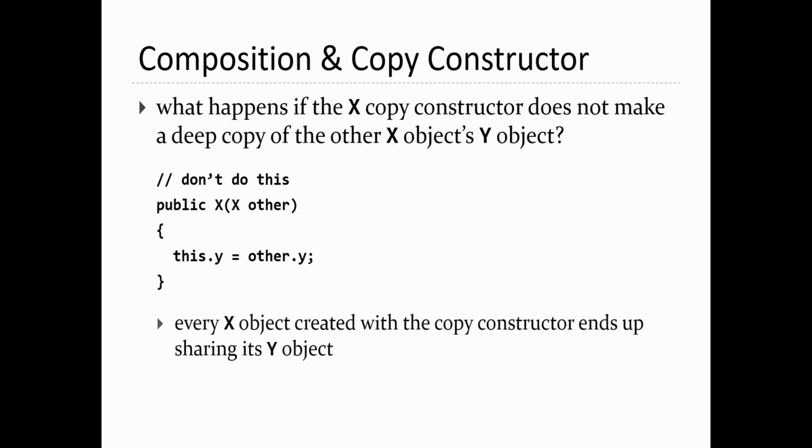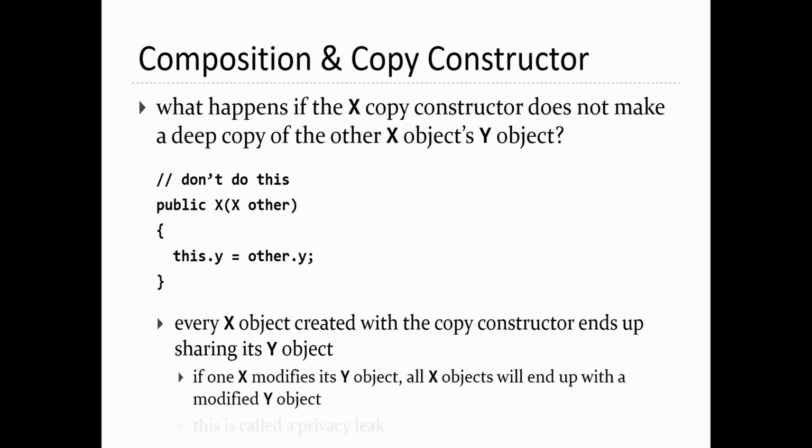Whoops, what happens if you don't do that? In other words, what if I just do what we've been doing so far and write this.y equals other.y? Well, you've implemented an aggregation. This.y and other.y both refer to the same object. So now you've got two X objects that are sharing a single Y object. Not a composition anymore. Every X object has its own Y object. So don't do that. Once again, that's a privacy leak.